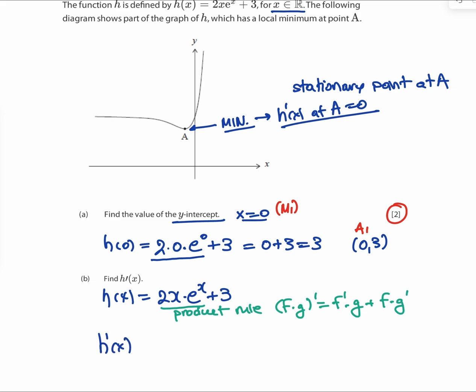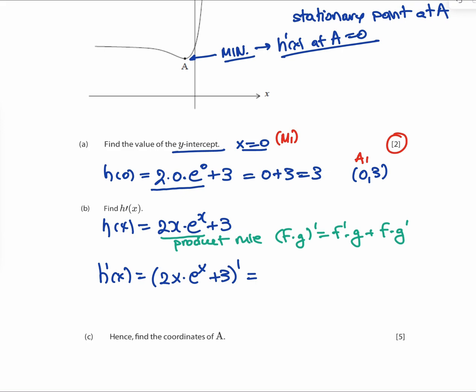The derivative of h would become the derivative of 2x times e to the power of x plus the derivative of 3. That will give you the product rule for the first part. So it's going to become 2 times the derivative of x times e to the power of x plus 2 times x times the derivative of e to the power of x plus the derivative of 3, which is equal to 0. Let's write it down. The derivative of x is equal to 1, so that's going to give you 2e to the power of x plus the derivative of e to the power of x, which is e to the power of x, so that's going to stay as 2x e to the power of x.